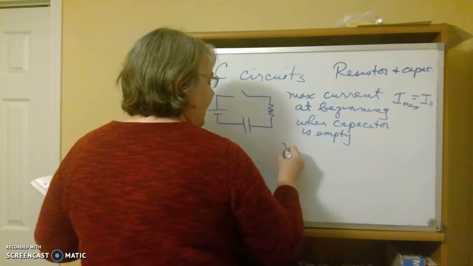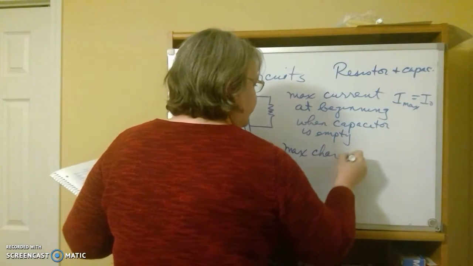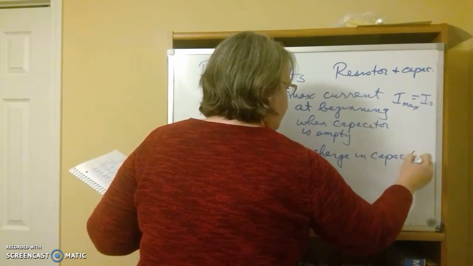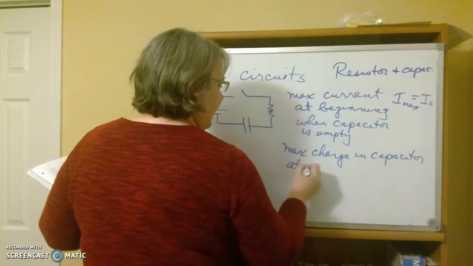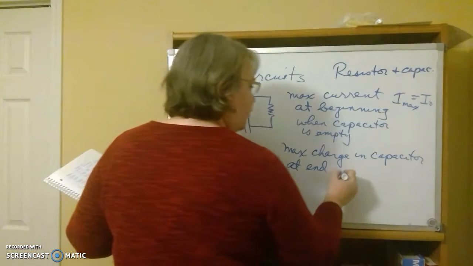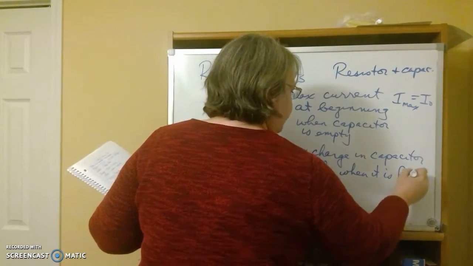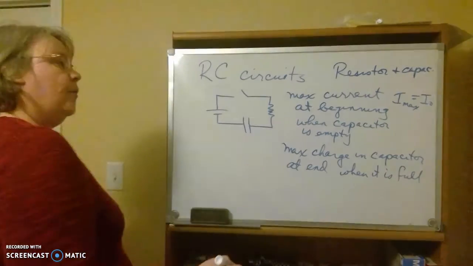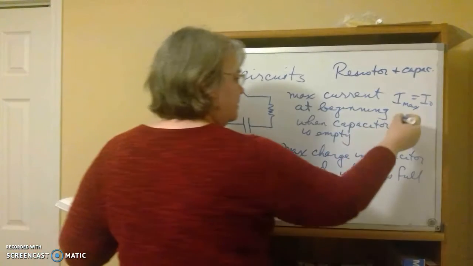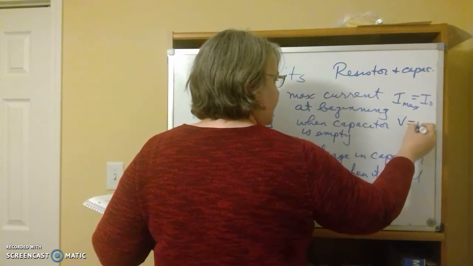And we get our max charge in the capacitor at the end, when it is full. Okay, so our maximum current I calculate with V equals IR.